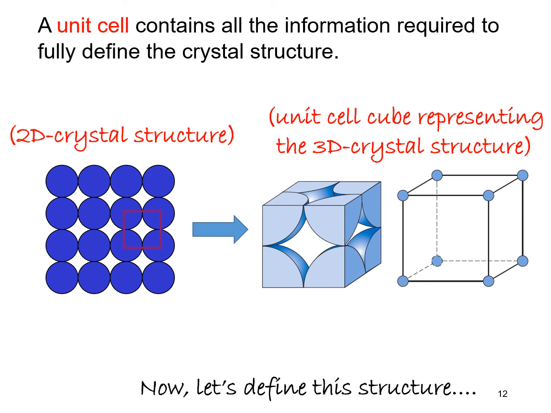We could answer one atom, but that's not going to tell us about the arrangement. If we choose a square, like the 2D on the left, the red square, or the cube on the right, then we have all the information embedded within this particular structure, within this unit cell. Now we can start to quantify the model.